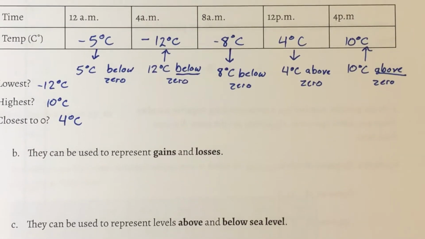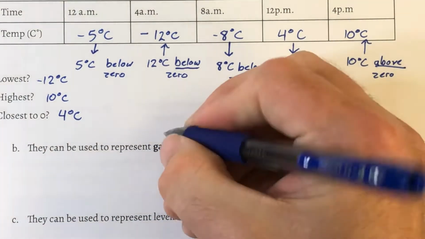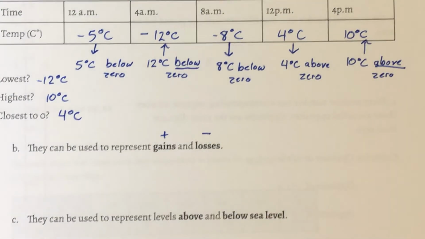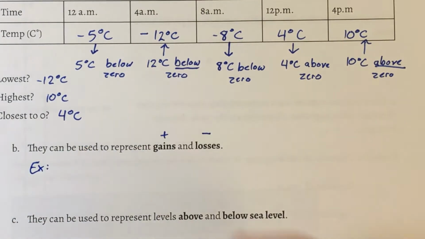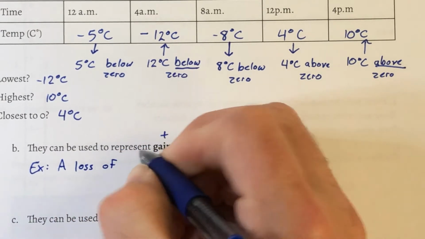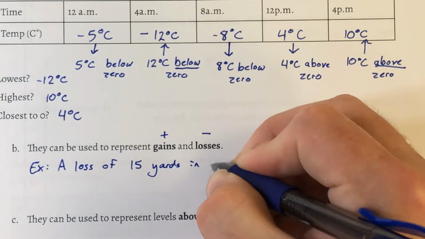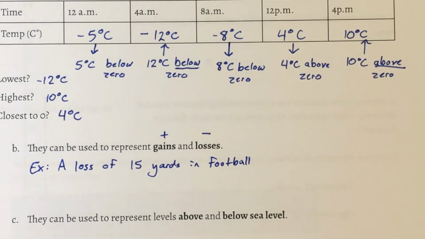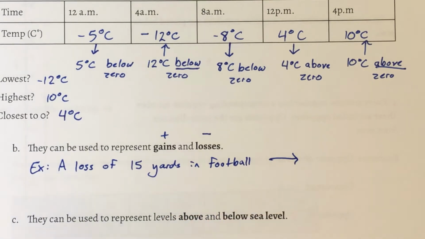Our next use for negative numbers. They can be used to represent gains and losses. Gains implies positive numbers. Losses implies negative numbers. So 2 examples. Our first, let's say someone says we have a loss of 15 yards in football. Where else would you lose 15 yards? Yeah, probably in football. And we want to write this as a number.